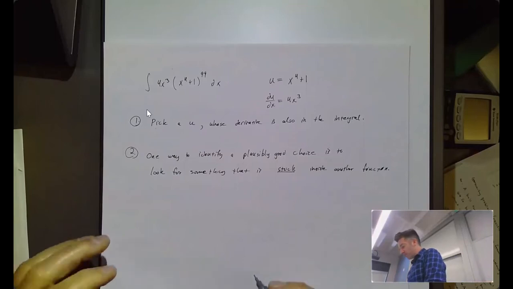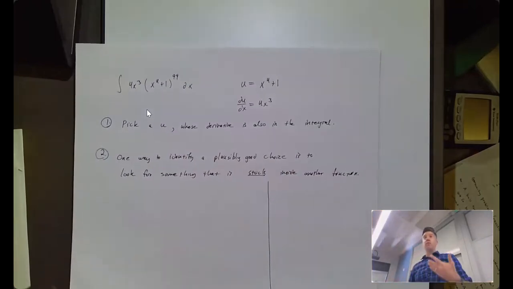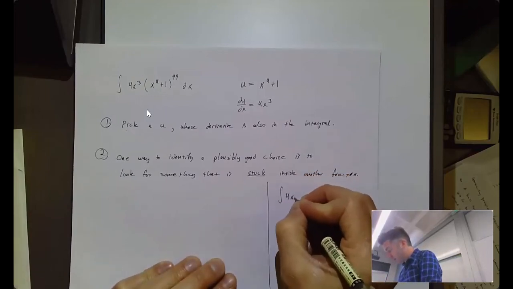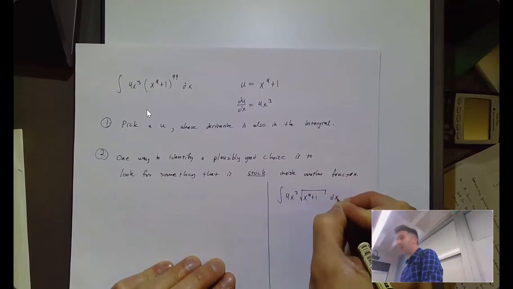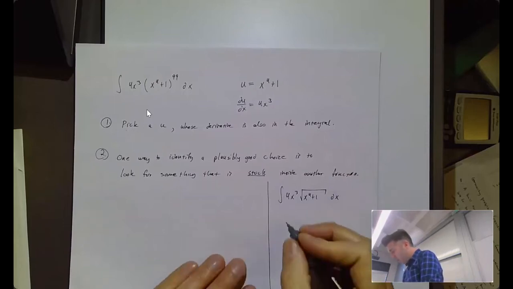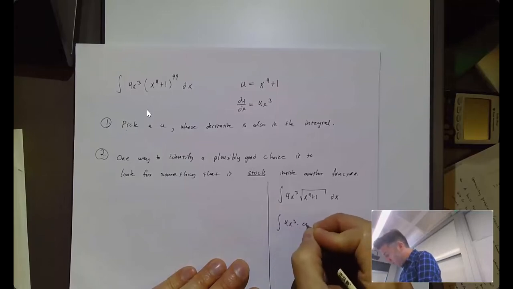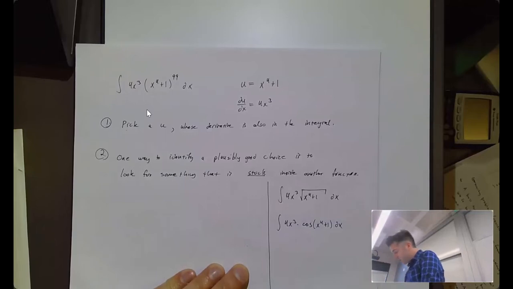Some other examples, and I'm going to use the same choice of u and du here, would be something like the integral of 4x cubed times the square root of x to the fourth plus 1. There's no way of getting the x to the fourth plus 1 out of the square root. Or the integral of 4x cubed times cosine of x to the fourth plus 1. Or even the integral of 4x cubed over x to the fourth plus 1.